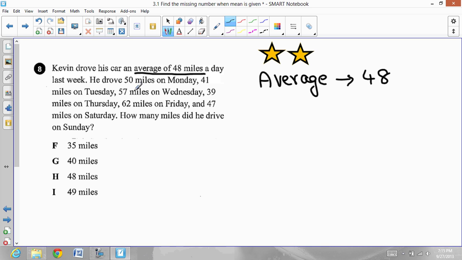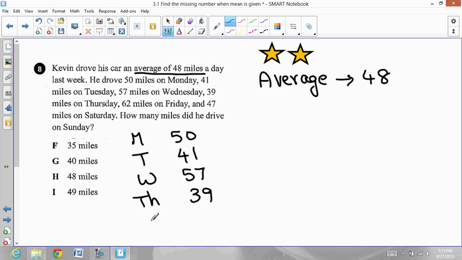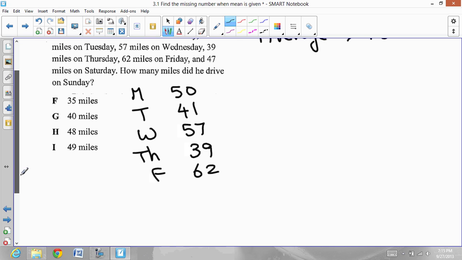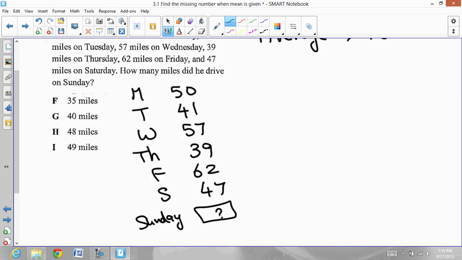Now let's focus on what he did last week. He drove 50 miles on Monday. On Tuesday it's 41, 57 miles on Wednesday. So on Wednesday it's 57. 39 miles on Thursday. So on Thursday it is 39. 62 miles on Friday. So on Friday it is 62. And 47 miles on Saturday. So on Saturday it was 47. The question is asking you how many miles did he drive on Sunday. That is the question.